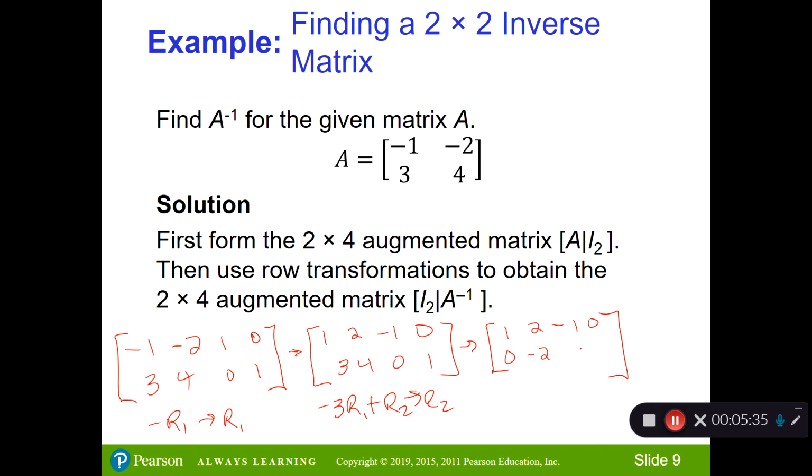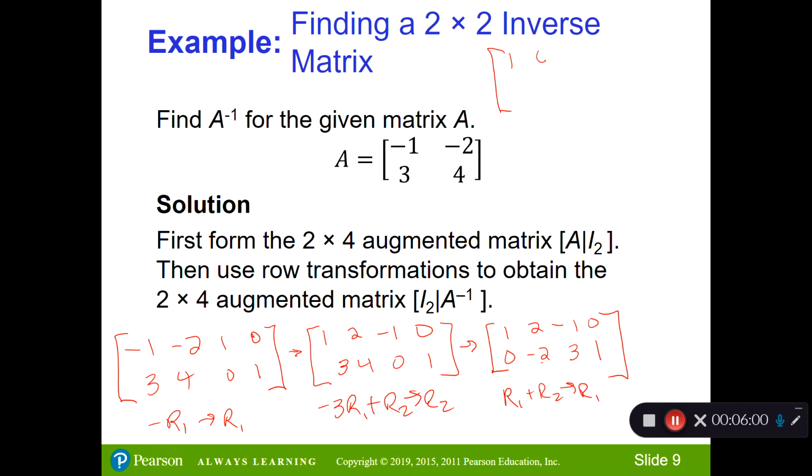Positive 3 added to 0 is a 3. And 0 added to 1 is 1. Now I need a 1 here. So, actually, before I get a 1 here, notice that I can get the 0 here by adding these two together. So let's do that first. We're going to add row 1 plus row 2 and put it back where row 1 is to get a 0 there. So I'll have 0 plus 1 is a 1.